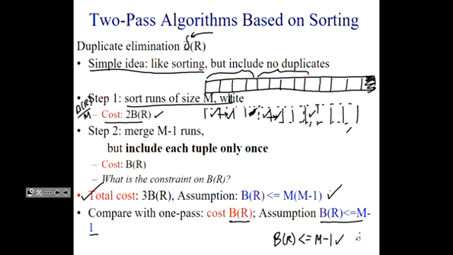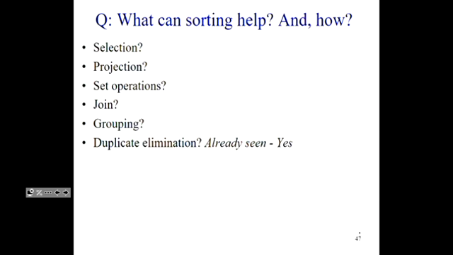Okay, so let's look at what happens if I want to apply this sorting-based approach to other operations. Which of these operations do you think can benefit from sorting? We've already done duplicate elimination. So which are the other operations that can potentially benefit from sorting? Any thoughts on this? Yep. Maybe selection. Why would selection benefit from sorting?